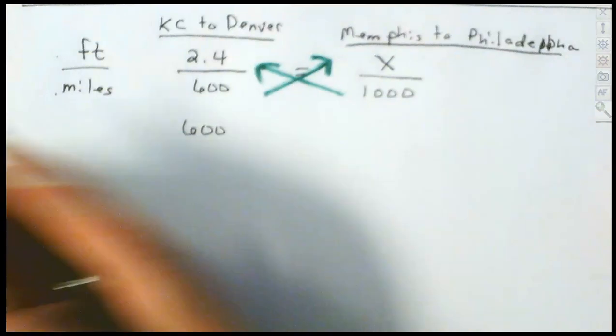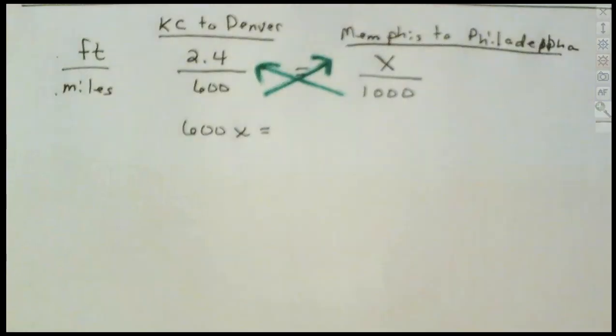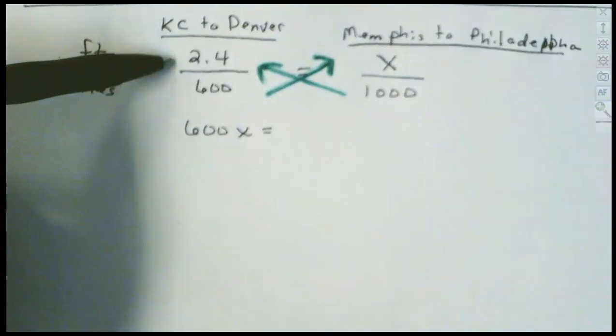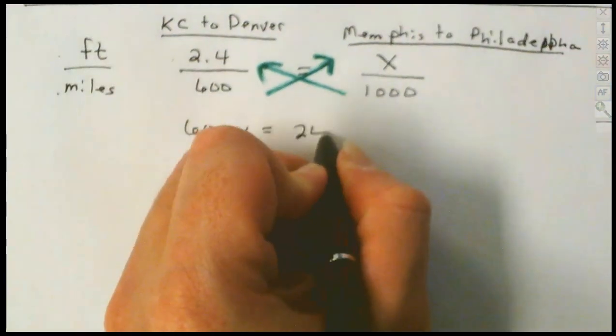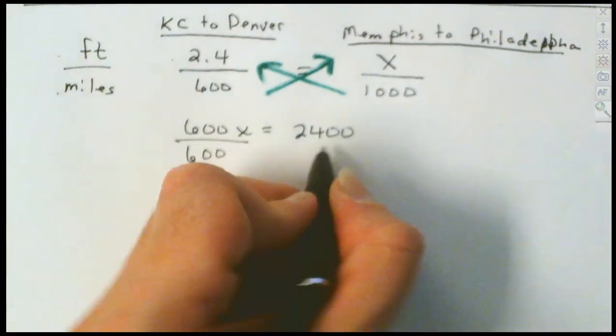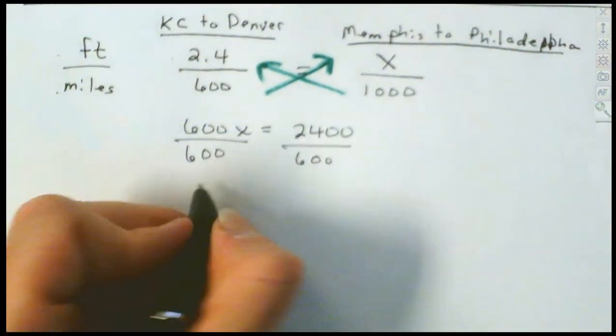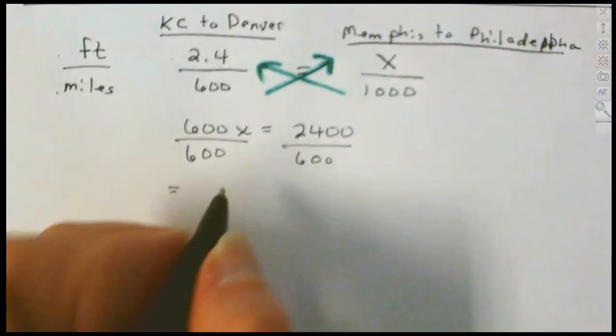So cross multiplying, we get 600x. And that equals, when we multiply here, 2,400, I believe, because 2.4 times that 1,000. Yep, that's going to be 2,400. Divide by your 600. And that gives you then 4, isn't it?